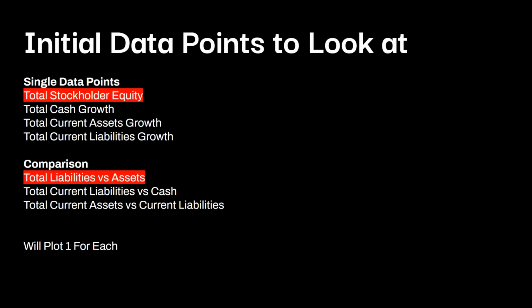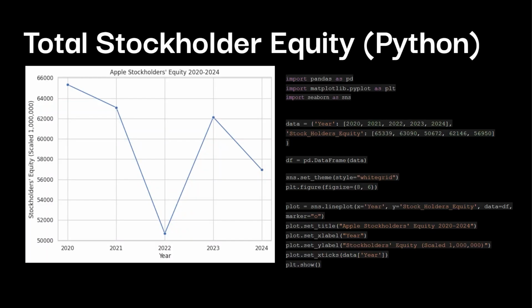All right, so initial data points to look at. The ones that I'm highlighting is what we'll plot in this video. There's a ton that you can plot. And also, I should mention, some of these plots also are available online. So you technically don't have to manually do it yourself, but I feel like it's still a good skill to learn. So we'll be plotting total stockholder equity, and we'll be looking at a comparison of total liabilities versus assets. So total stockholder equity, here's the Python code over here to the side. Now I'm not going to explain specifically the Python code, but that is there.